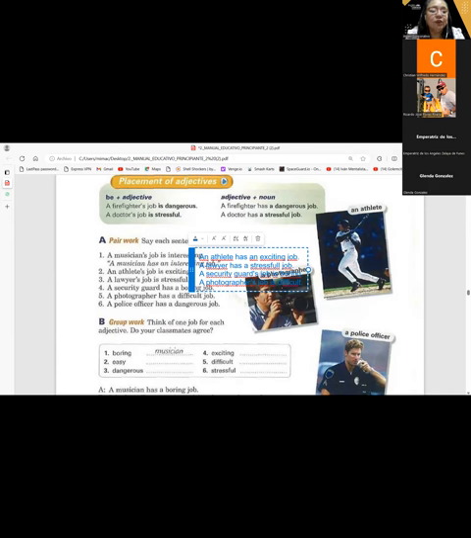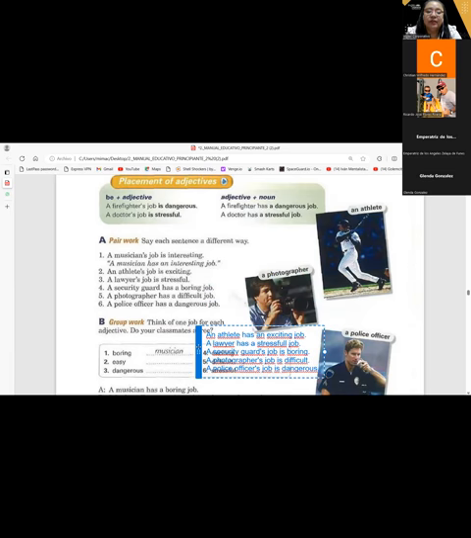Yeah. And the last one, a police officer has a dangerous job. We say the other way. A police officer's job is dangerous. Very well. Excellent. Okay, over here, so you can see it better. An athlete has an exciting job. A lawyer has a stressful job. In America, only with one L. A security guard's job is boring. A photographer's job is difficult. A police officer's job is dangerous, yes?